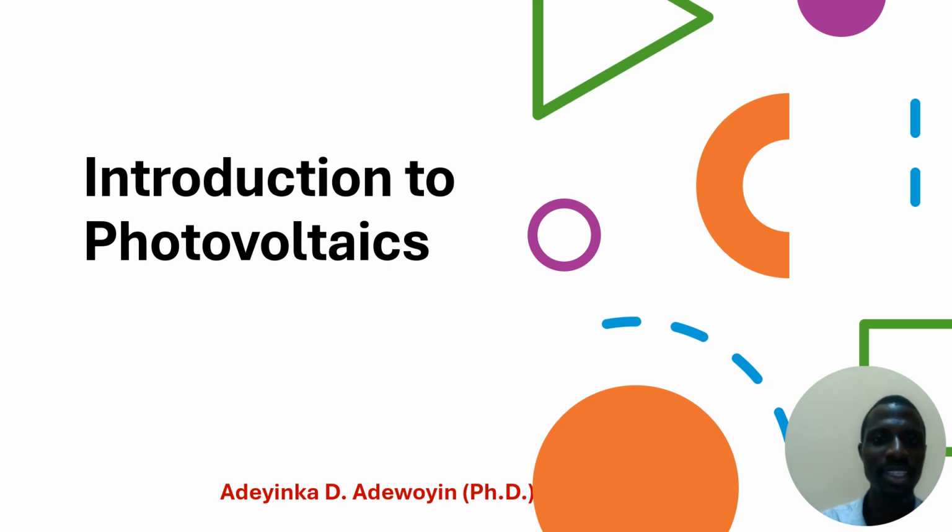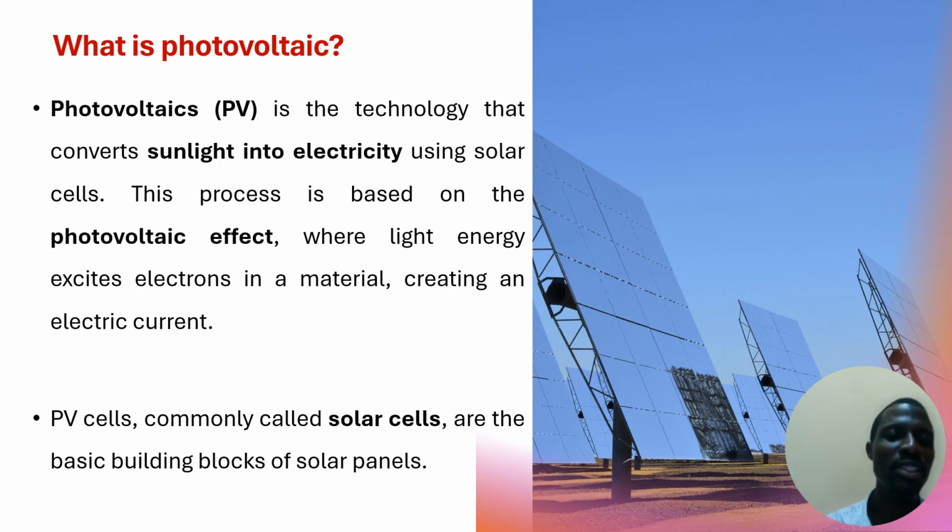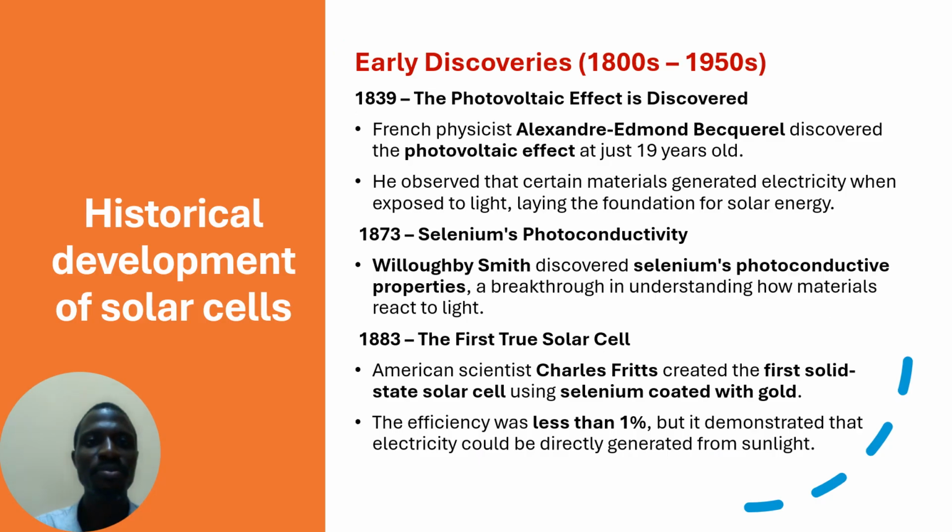Introduction to Photovoltaics. What is photovoltaic? Photovoltaic is the technology that converts sunlight into electricity using solar cells. This process is based on the photovoltaic effect, where light energy excites electrons in the material, creating an electric current. Photovoltaics are usually abbreviated as PVs, and so solar cells are commonly known as PV cells. They form the basic building blocks of solar panels.